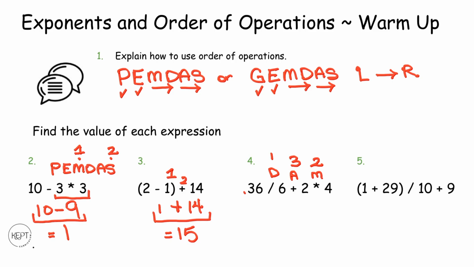Let's work this out. 36 divided by 6 is equal to 6. Then we bring everything else down. Next, we do the multiplication portion, 2 times 4, which is equal to 8, and we bring everything else down. Lastly, we do the addition, 6 plus 8, and that is equal to 14. Our final answer is 14.